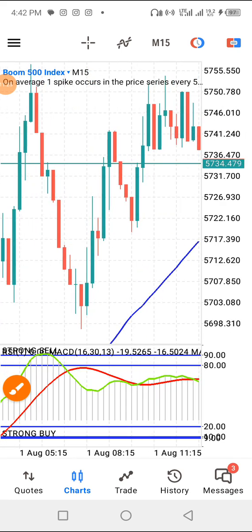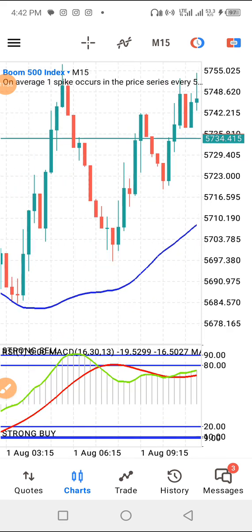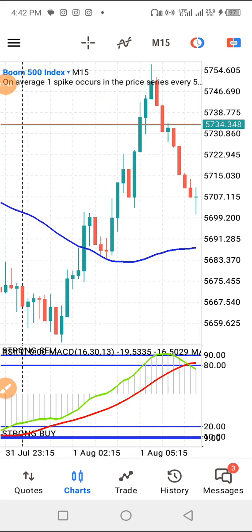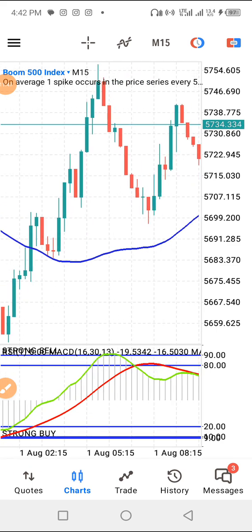Price dropped to some level, and what next? Price started moving towards the upside. Remember that as a beginner, you are scalping with this strategy, so it will be very, very important that you don't hold trade for too long.